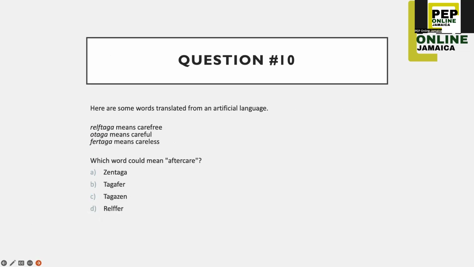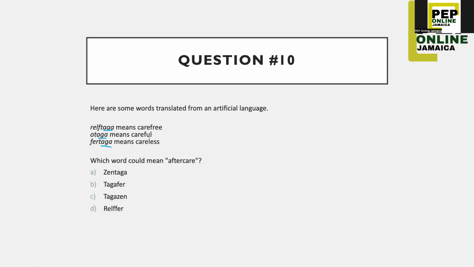Moving on. Number 10. And this is the last question, by the way. So we have 3 words here. The first one represents carefree. The other one is careful. And the last one is careless. Now, the care is a common word in all 3. So we have to look for what seems common and where it is located.